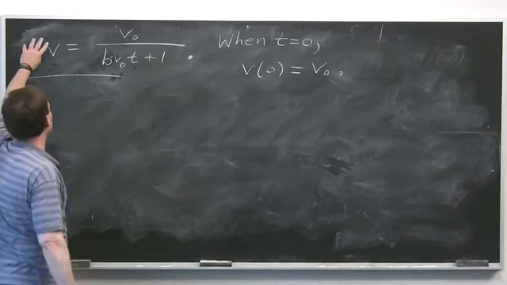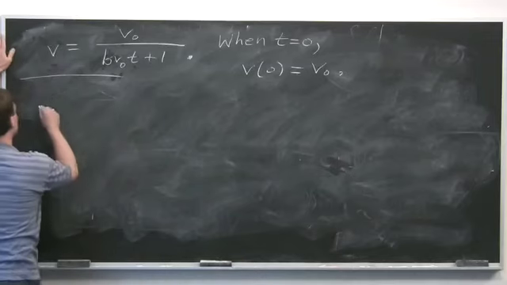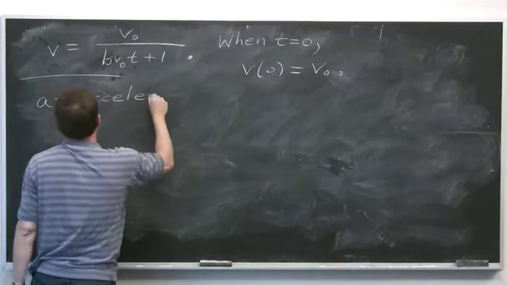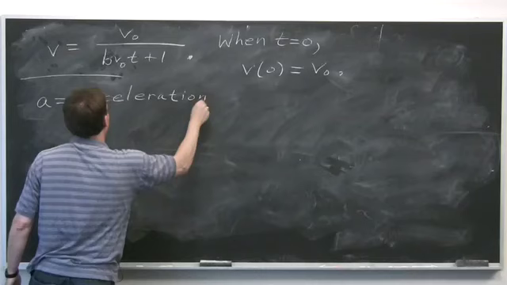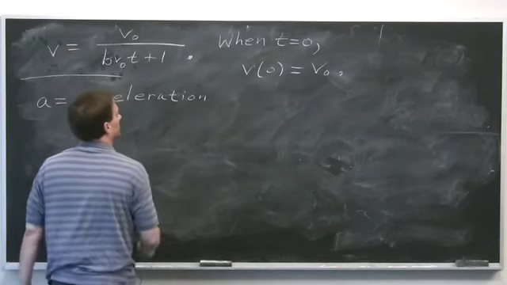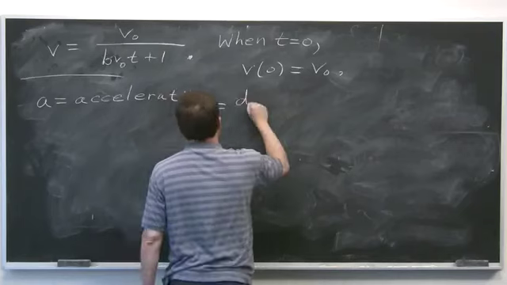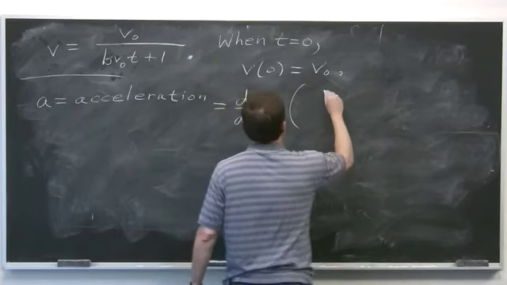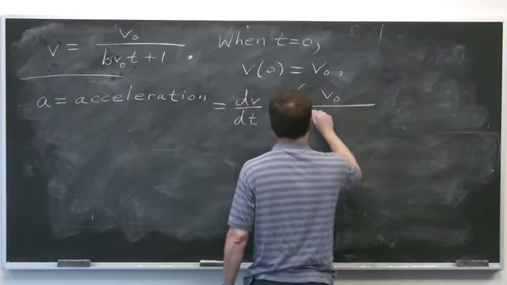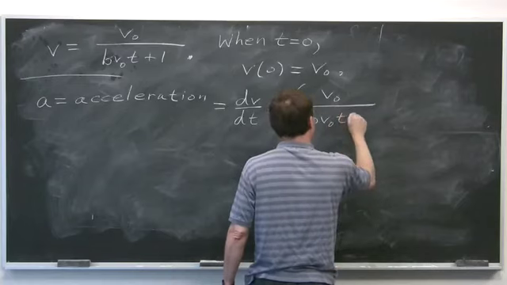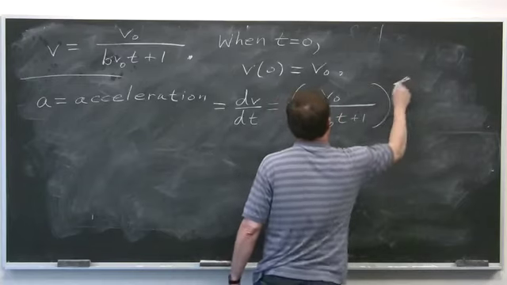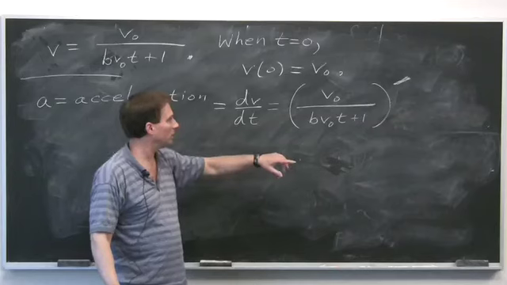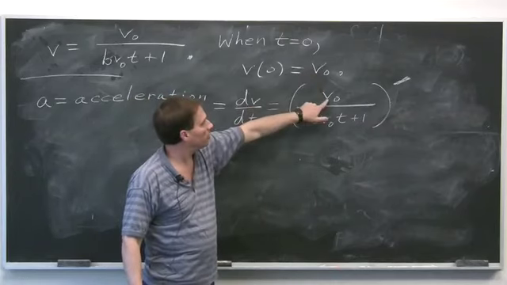We want to find the acceleration. The acceleration is the instantaneous rate of change of the velocity with respect to time. So it's dv dt. And so we have to calculate the derivative of v naught over b v naught t plus 1. Okay, we have a bunch of choices. We could use the quotient rule. I'd rather not.